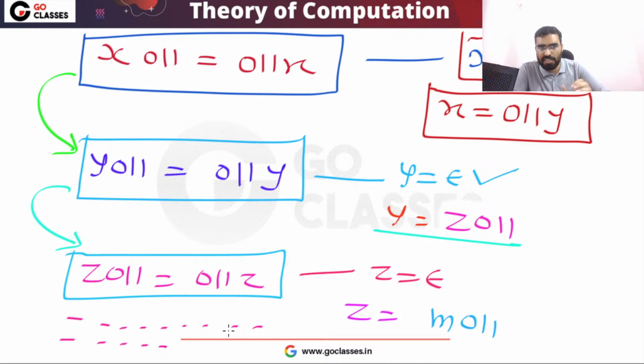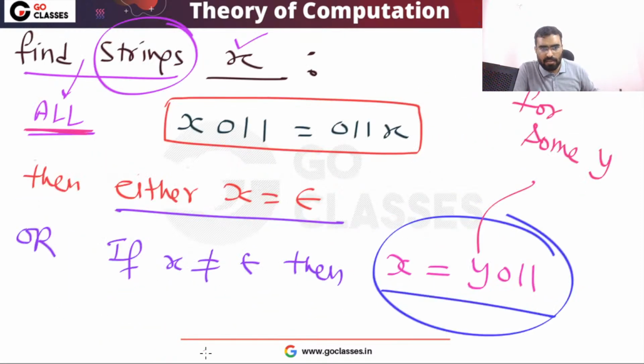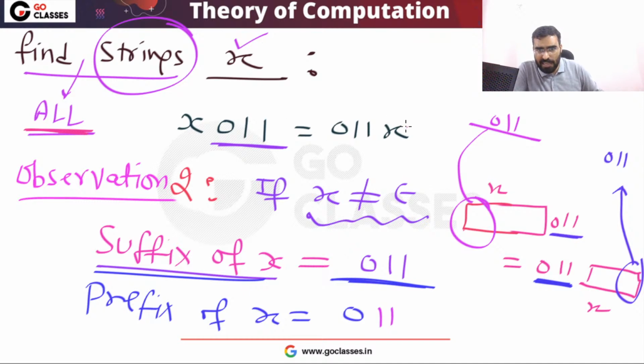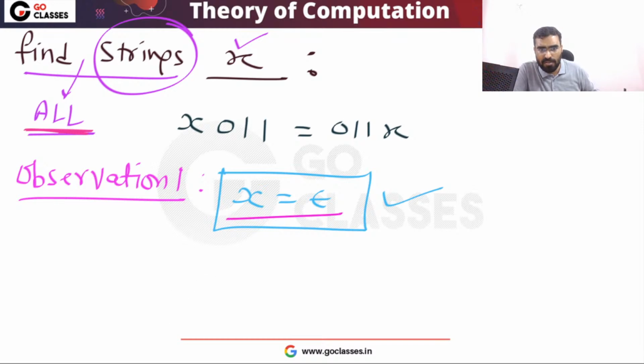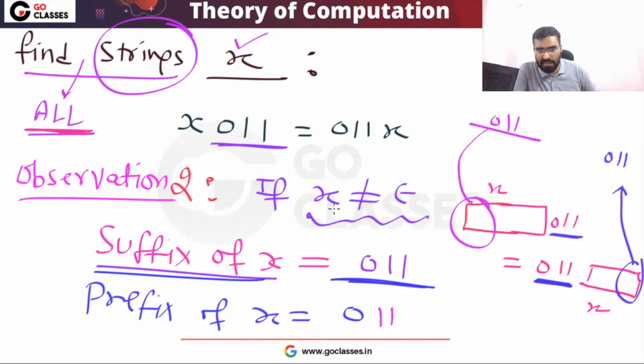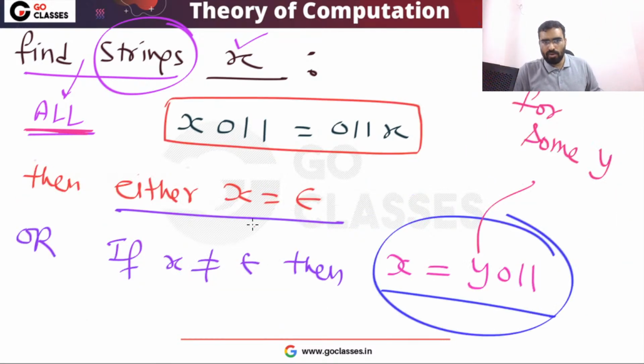Okay. So very simple. Like this you can do. Some very simple observations you need to make. Observation number 1: either x is equal to empty string, or, if x is not empty string, then x should have prefix 011. Like this I can say that if x should have suffix 011, so x is equal to, and this is your suffix.